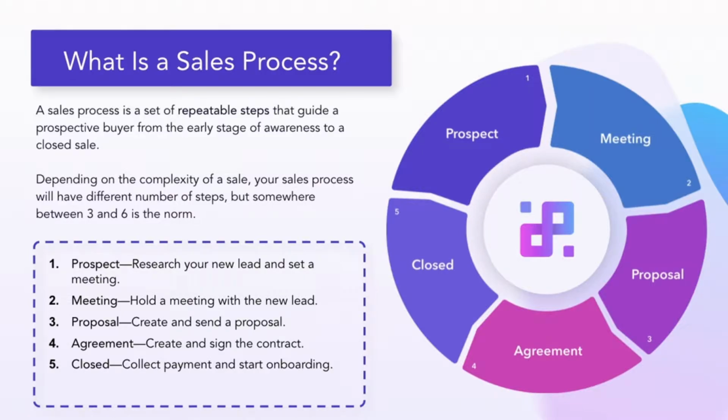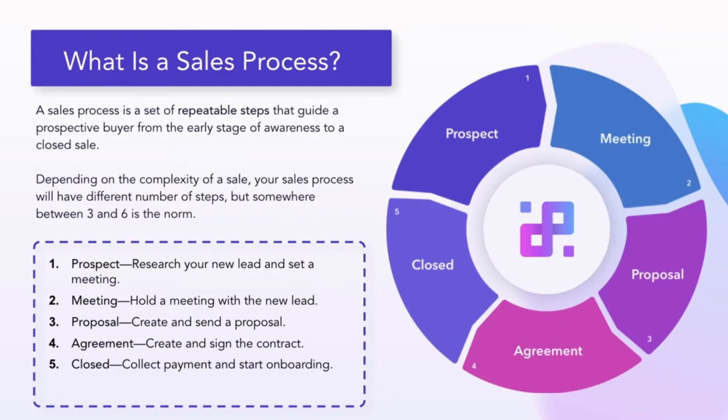Step 1. Prospect. This is where you get to add your new lead to the CRM, do some research about them, and then schedule the first meeting. It's all about learning more about them. Step 2. Meeting. Here you actually get to hold a meeting with a potential client and see what they expect out of you. In this phase, you can also send a pre-meeting survey to gather even more information.